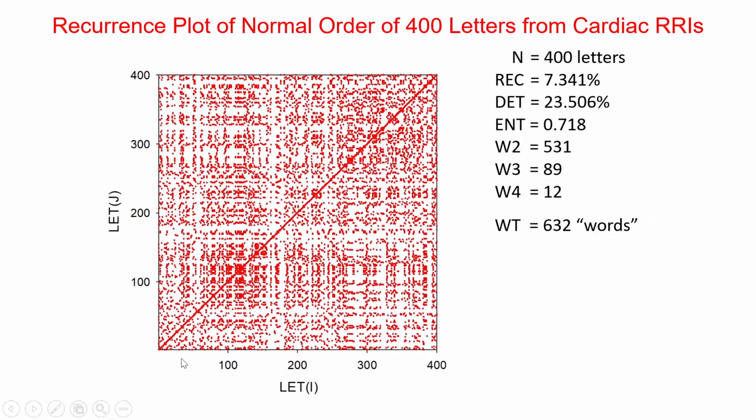So here's the recurrence plot of that. And these are normal order. So the recurrence is 7.3%, determinism 23%, entropy 0.7. And we have words 2, 3, and 4 letters long. That's it. Here's your ubiquitous line of identity.